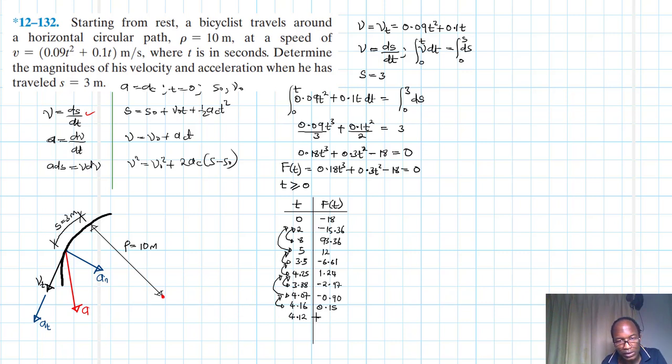Alright, so this gives us 0.32. The solution is somewhere between the two. So 4.12 plus 4.116 divided by 2. This is 4.114. Let's plug in that. Okay, minus 0.09. The error keeps on reducing.